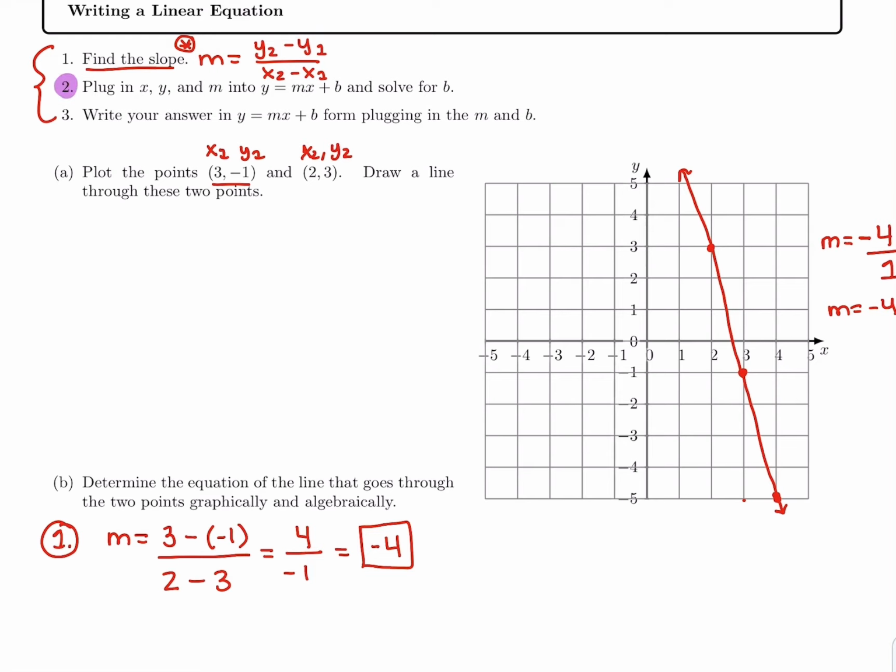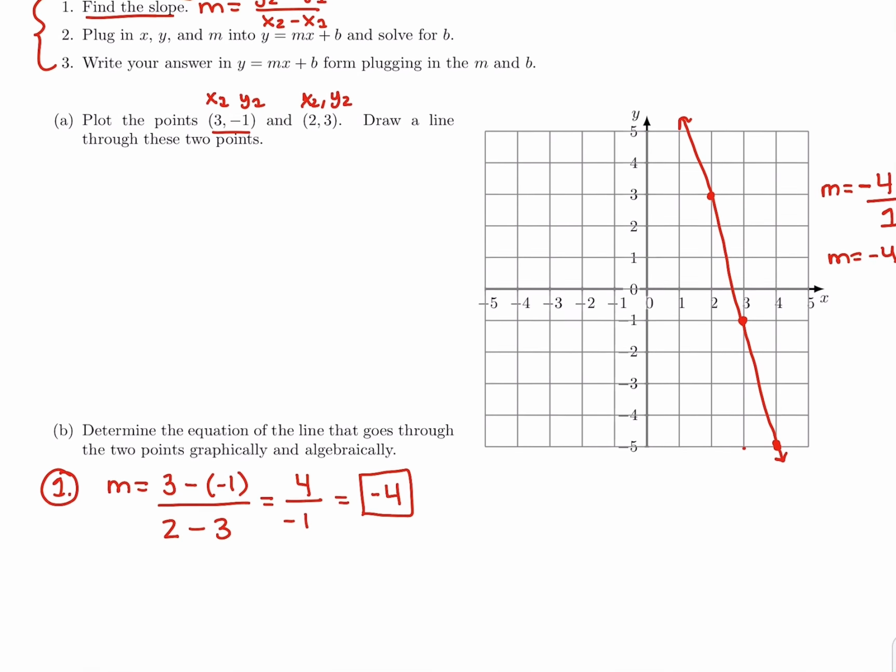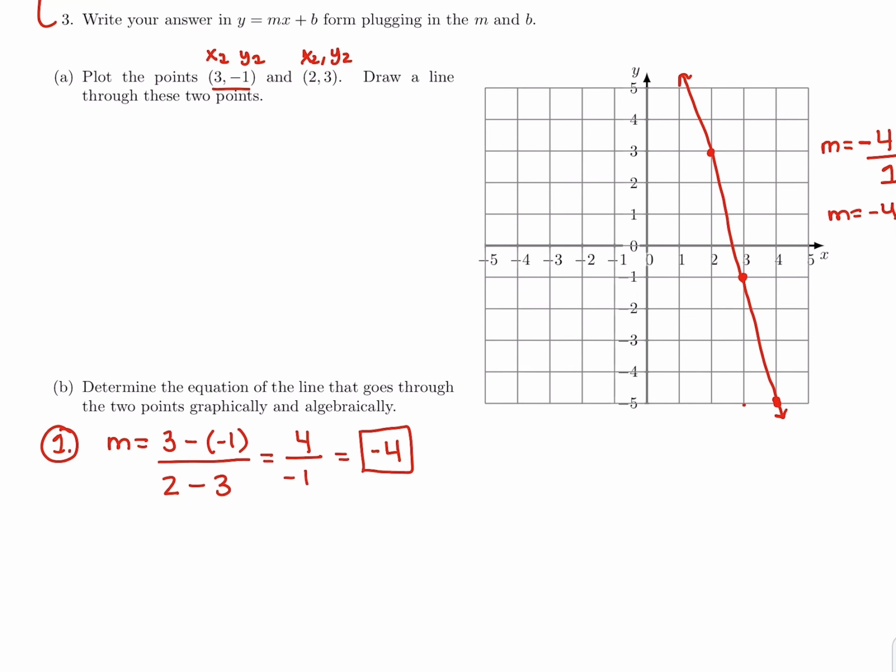Our second step is to plug in x, y, and m to solve for b. So we just need to pick one of these points and plug it in. We need to look at the equation y equals mx plus b and plug in everything except for b. That's what we're solving for. We don't know it yet. And I can use either point. I'm just going to go ahead and pick the second point, just randomly.